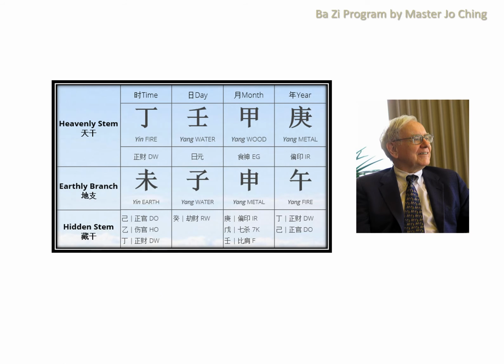Okay? So we'll be using Warren Buffett's chart. Right now, you see I removed all the boxes that I inserted in the previous slides. So you can see all the names here. Like this is IR, indirect resource. This is eating god, EG. DW is direct wealth. Okay, DO is direct officer, HO is hurting officer. All these abbreviations have been given in the previous slides. You can go and check it out. Now, the thing is, how on earth did the 八字 calculator, or even before the 八字 calculator was invented, in ancient times, how on earth did the master come up with all these names? How did he know that yang metal is IR for Ren water here? How do we know that this yang fire here that contains in the hidden stem a Ding and a Ji is direct wealth and DO? How do we insert all these things? You're going to learn this very soon.